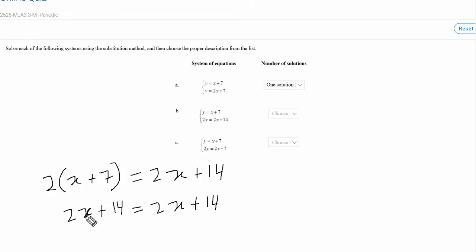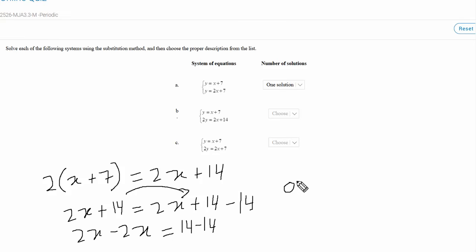So what is this? When you try to solve it, you get 2x minus 2x. You bring the 2x to this side, and then you take the 14 to the other side as well. You get minus 14. So you get 14 minus 14. What does that give us?